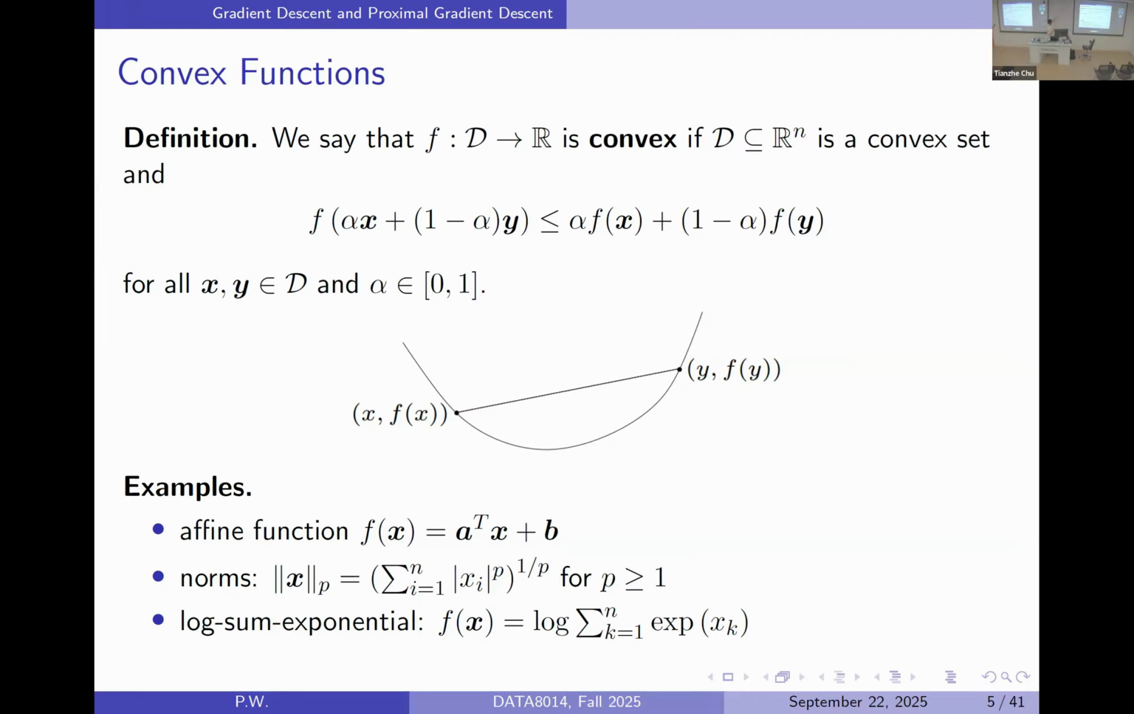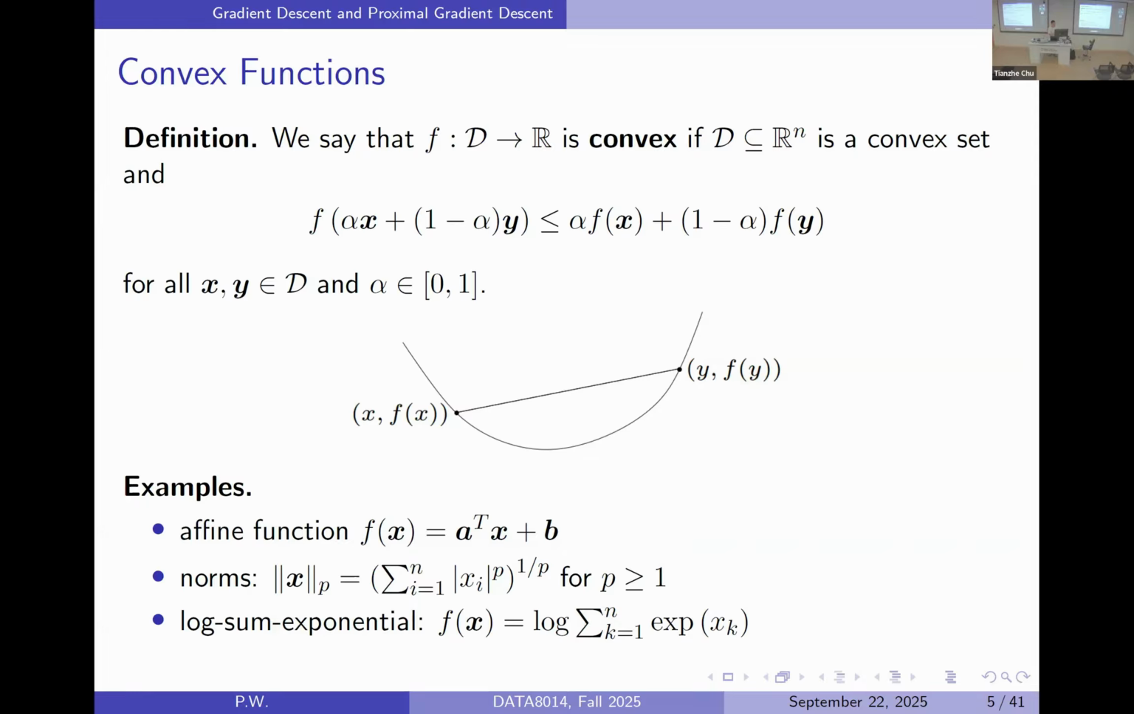And then you can see here, that is the function value at this point. This function value is smaller than the combination alpha f(x) plus (1 minus alpha) f(y). And then we say this is a convex function.